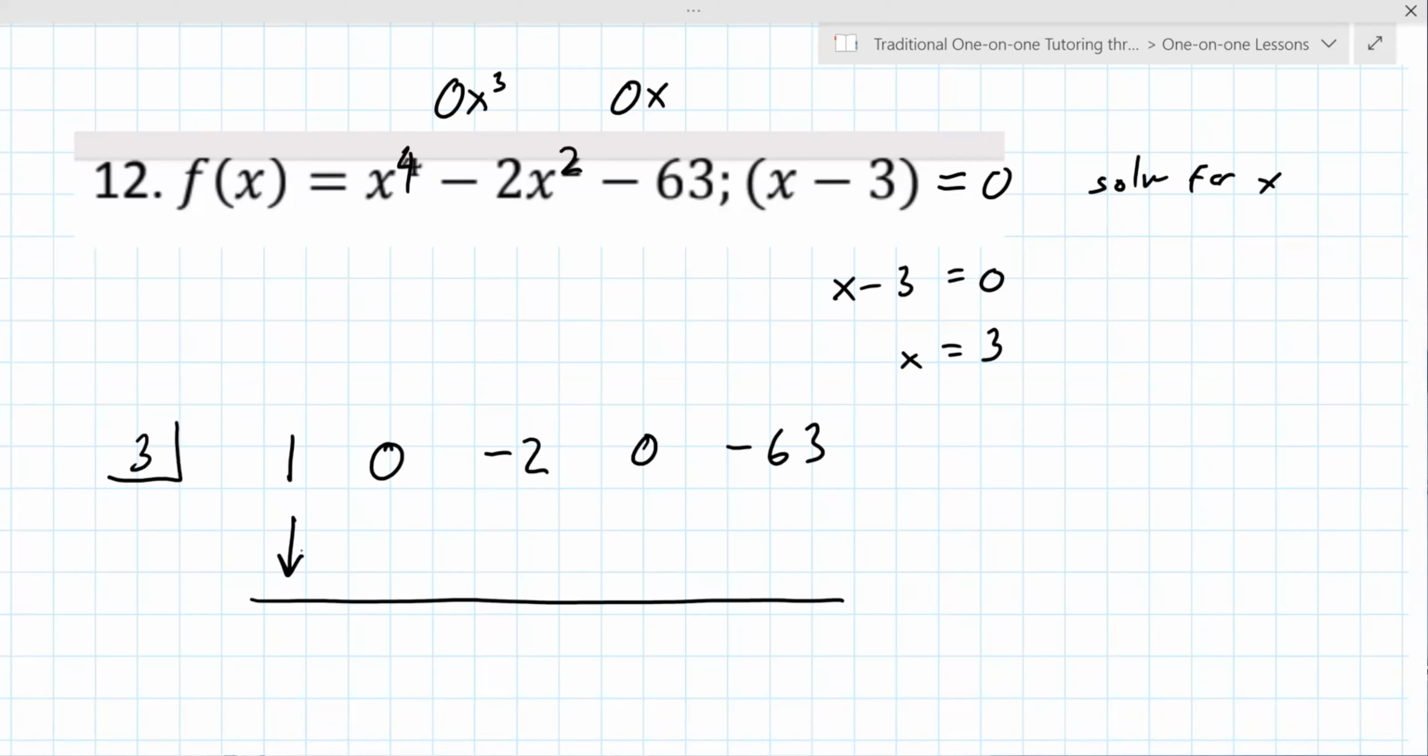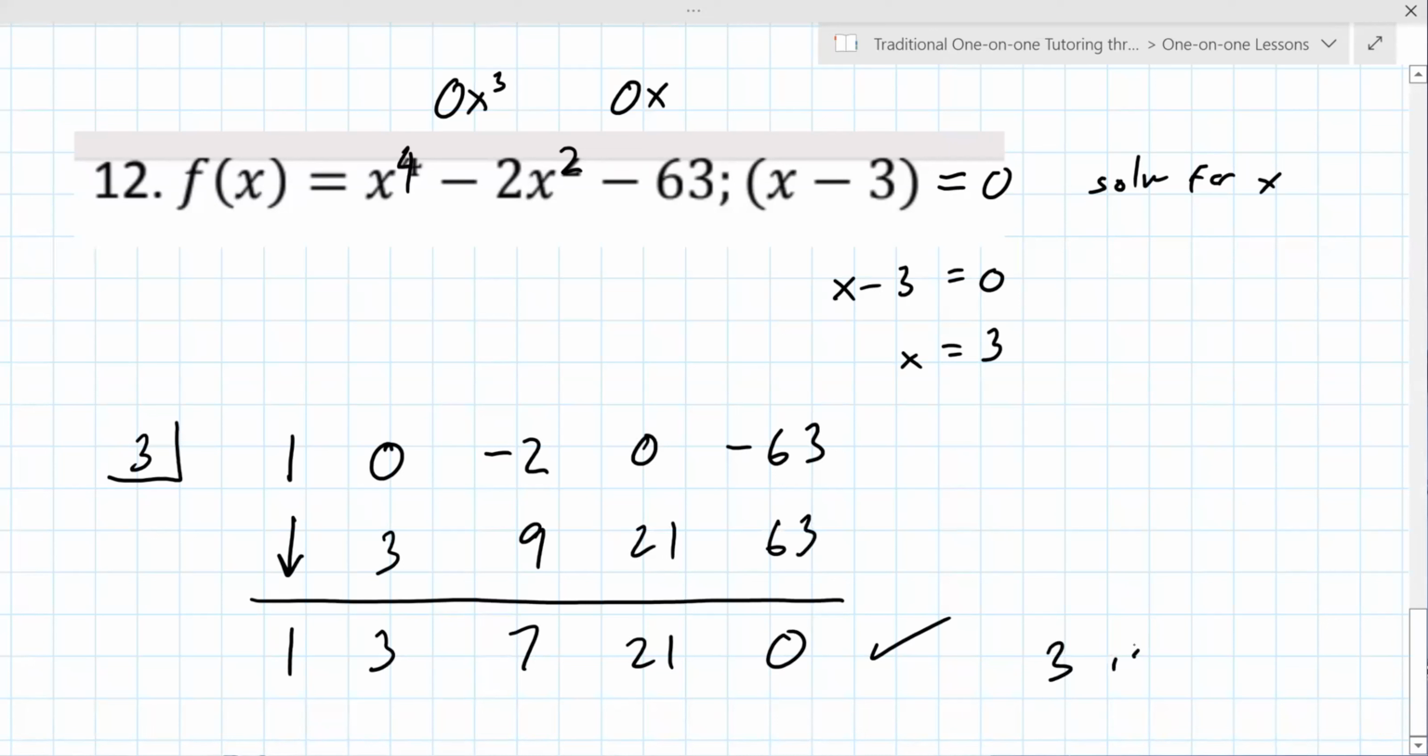I got 1, 3, 7, 21, and then 0. Okay, let me just check that. Looks good. Good. Yeah, perfect. Okay, so that means that 3 is a root.